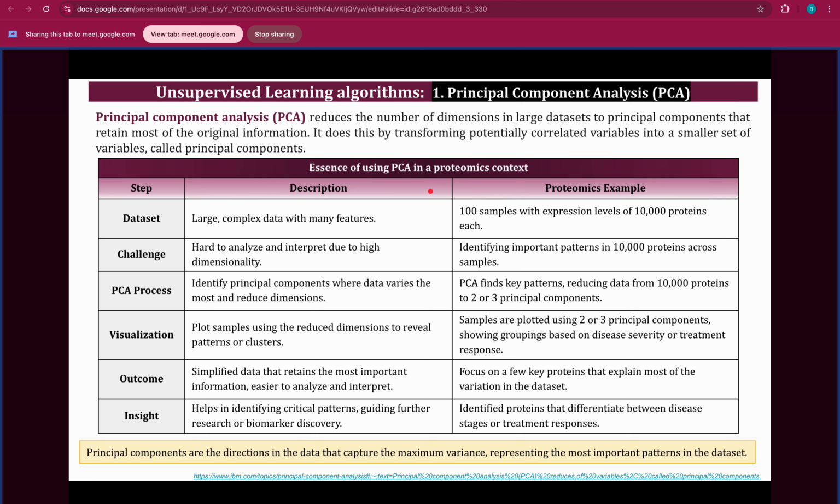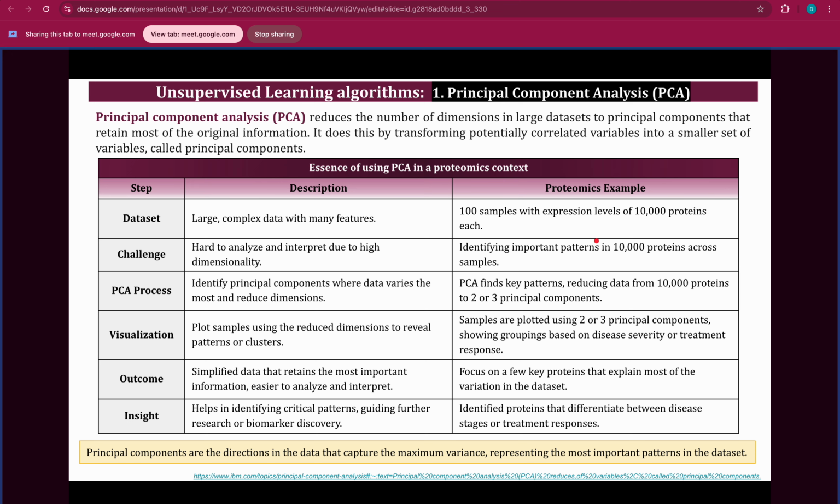In this table I have shown how you can use PCA in the case of proteomics. First of all, we have a data set which is large and complex, and it has multiple features. In proteomics, the data set we can have is 100 samples with expression levels of 10,000 proteins. For example, I have taken 100 different patients, and 10,000 proteins which are expressed at certain levels. So I have that data set with me.